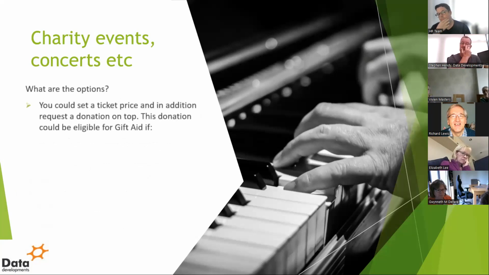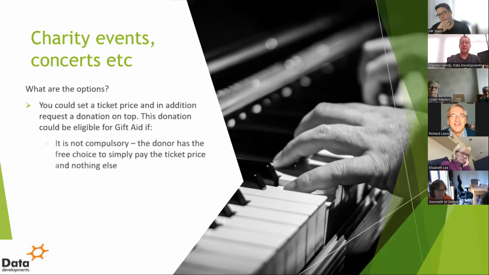So what are the options? You can set a ticket price and request a donation on top. For example, you could say the ticket price is £10, and if you'd like to give extra on top of that, £15, that's fantastic. The £10 is a ticket price. You can't claim Gift Aid on it. Whatever they give over that, say the additional £5, that's a donation because they don't have to make it. It's their choice. You could potentially claim Gift Aid on that.